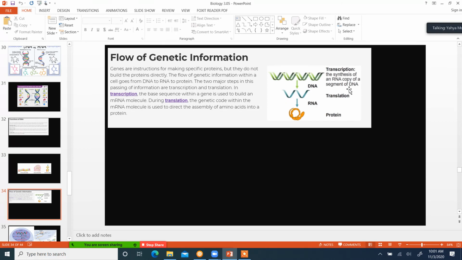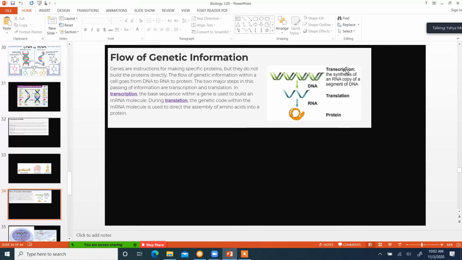So let's take a look at these two words, transcription and translation. At the top, we have DNA, this double-stranded DNA. A portion of the DNA is copied into RNA, usually messenger RNA, or mRNA, for messenger. So DNA is copied into mRNA. This process, where DNA is turned into RNA, is called transcription.